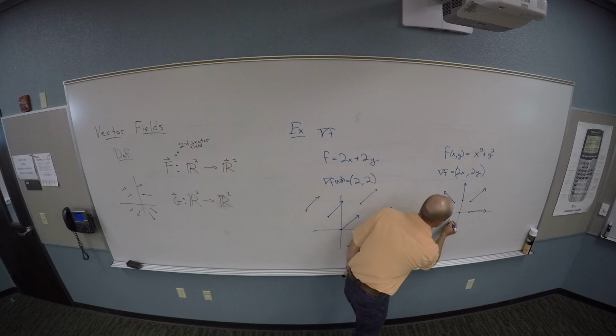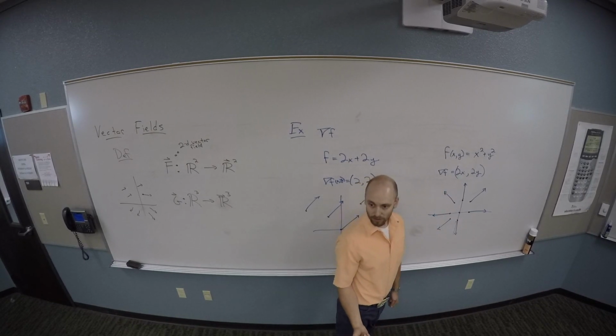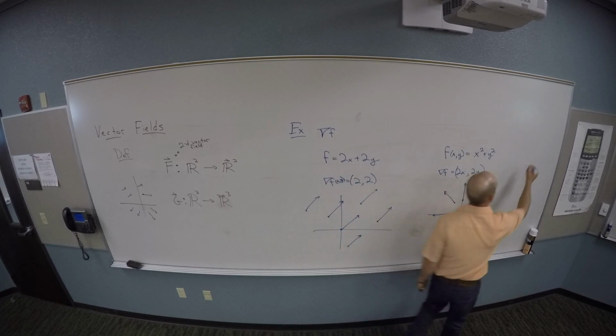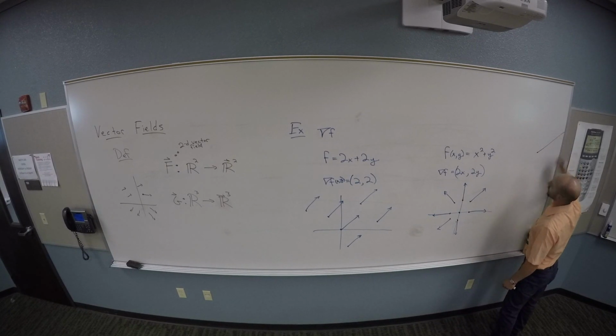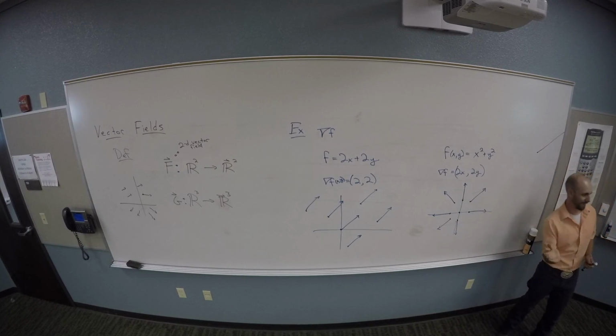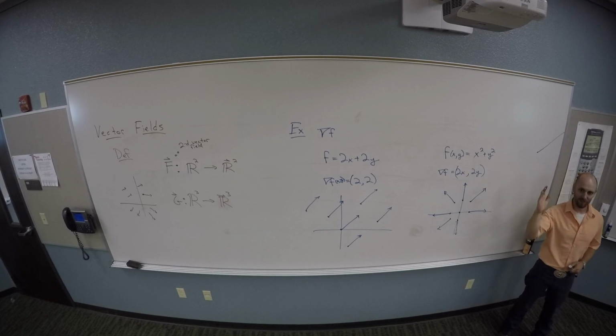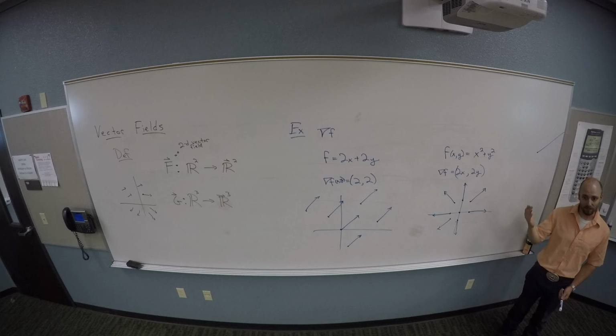Okay, so what if I went out further? They're just getting longer. Yeah, it'll get longer, right? So if I went out over here, it's going to point straight away, but it's going to be a really long vector. Why? It's steeper there, right? And the gradient's magnitude is how steep. Cool?